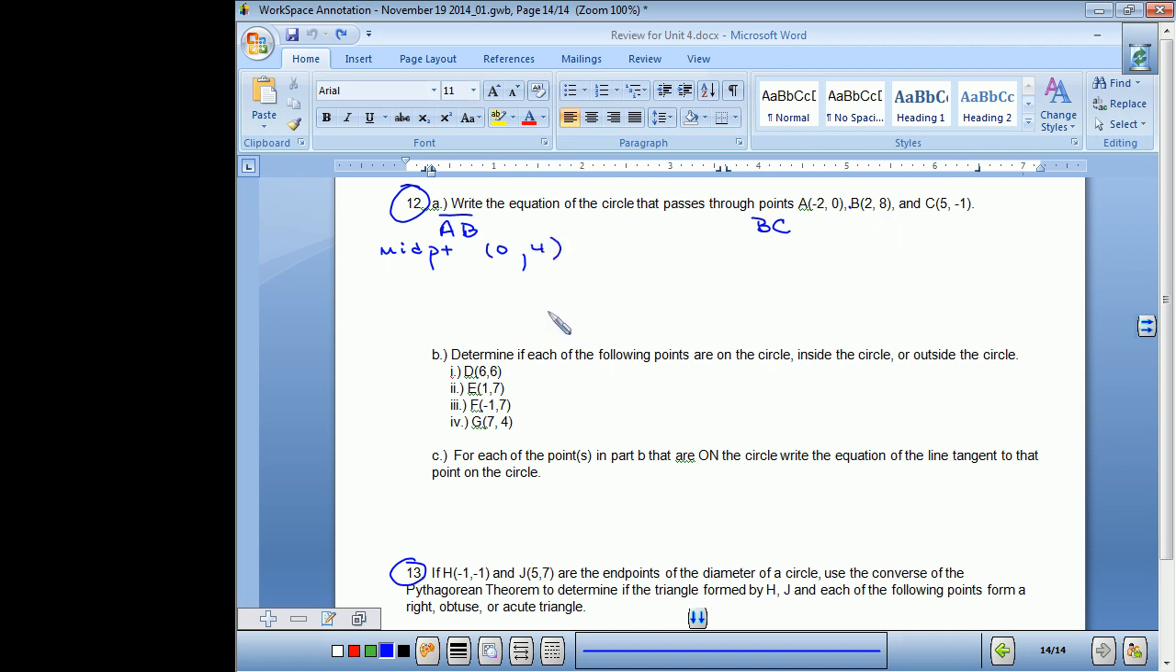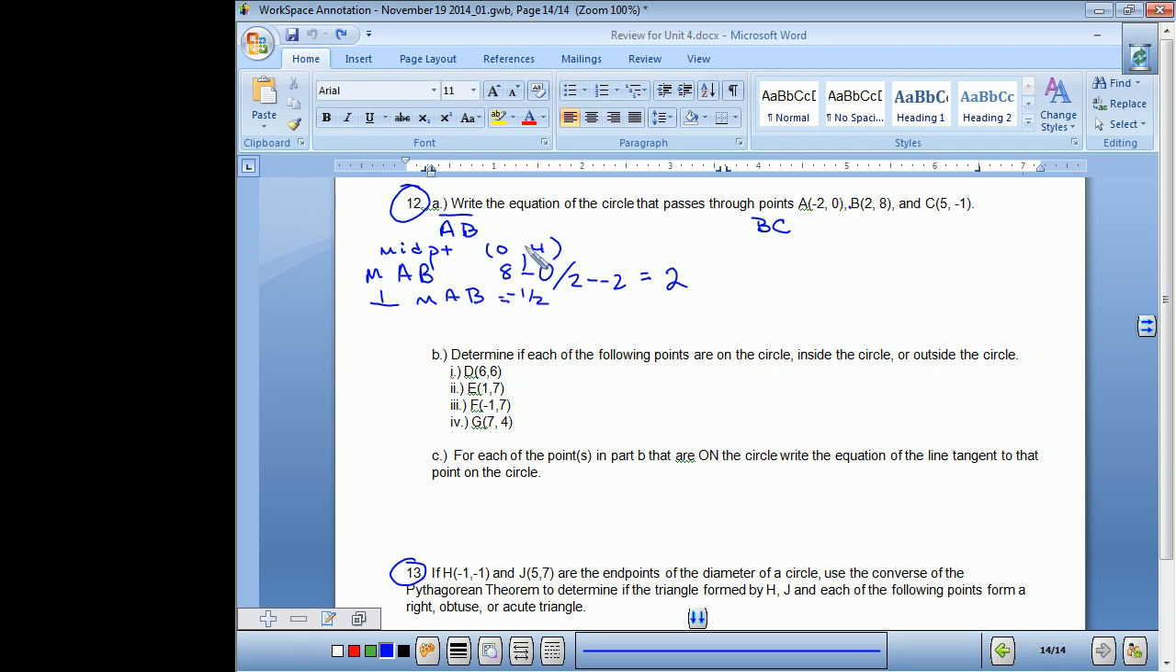Okay, perpendicular bisector. Well, perpendicular lines, their slopes are opposite reciprocals. So if we find the slope of AB, then for a perpendicular line, it would be perpendicular to that. So the slope, y2 minus y1 over x2 minus x1. So we get 8 over 4, which is 2. So a perpendicular slope would be negative 1/2.